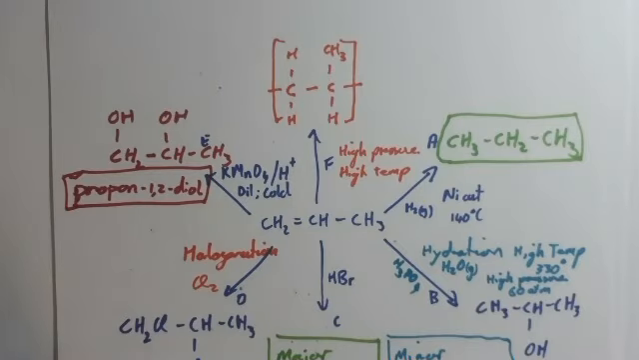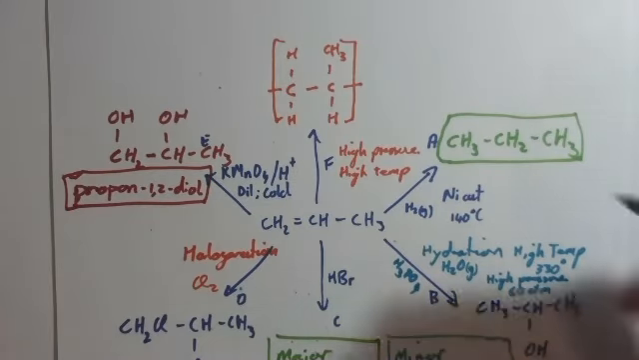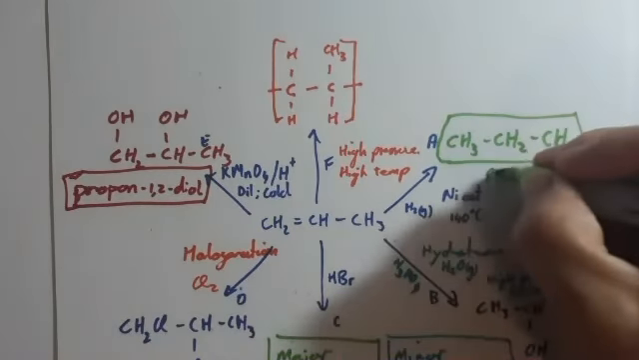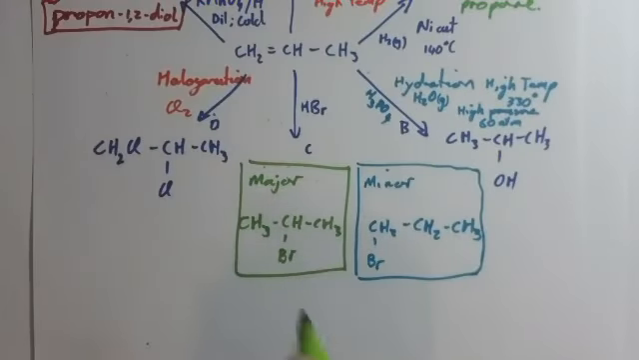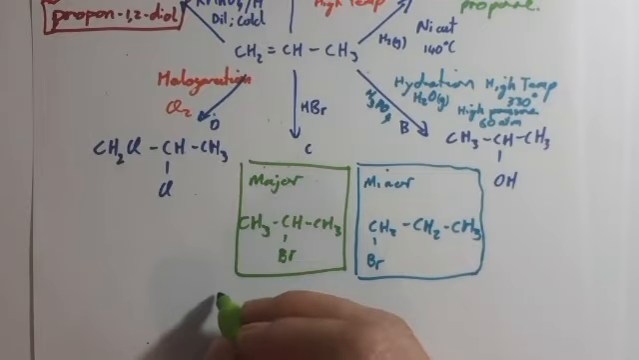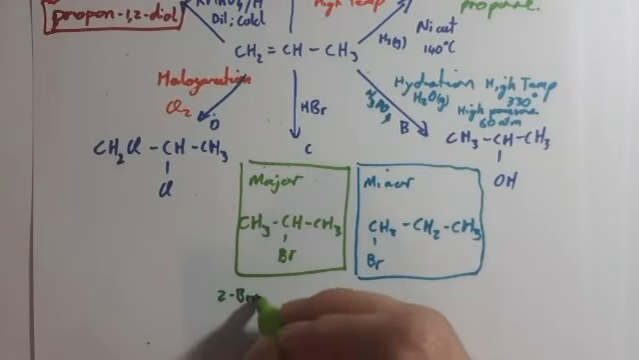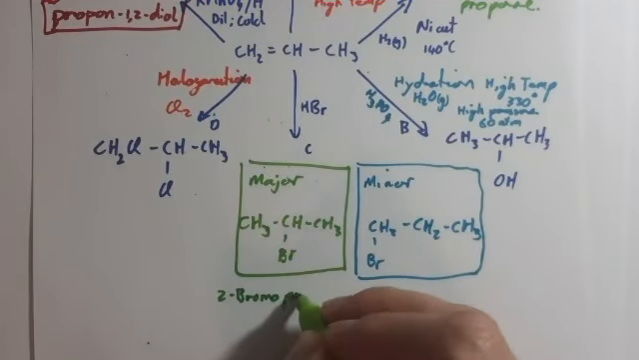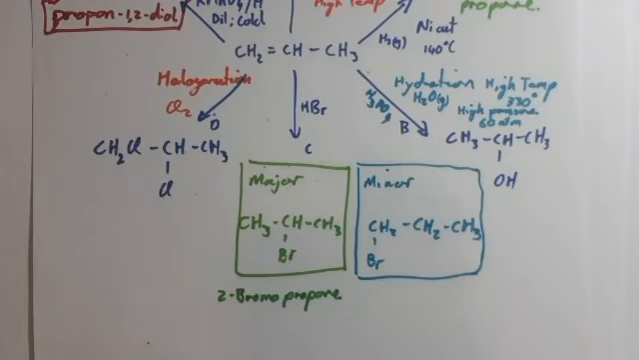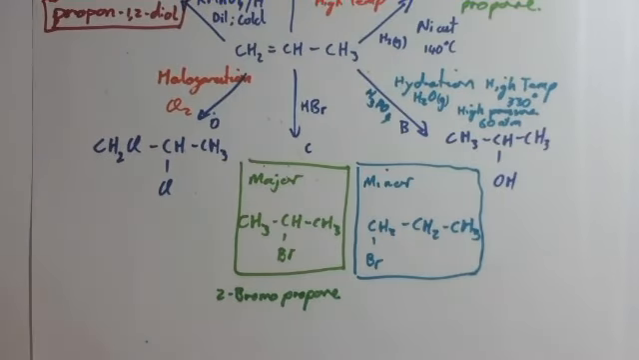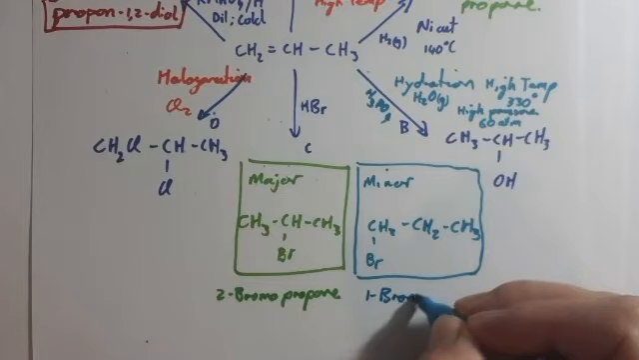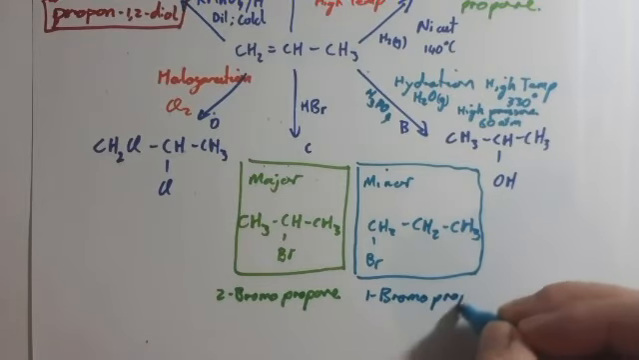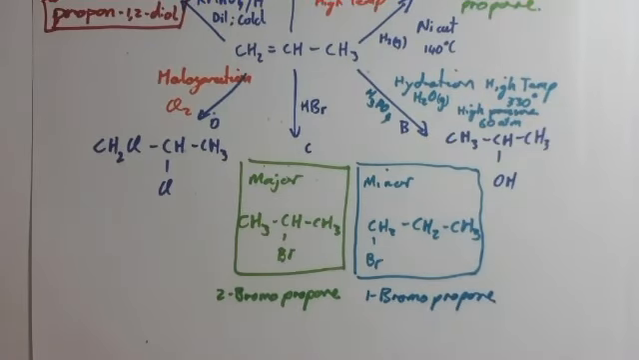What are the names of the other two? This is propane. Let's go to our products at the bottom. This is 2-bromopropane. And the other one was a 1-bromopropane. Happy with that?